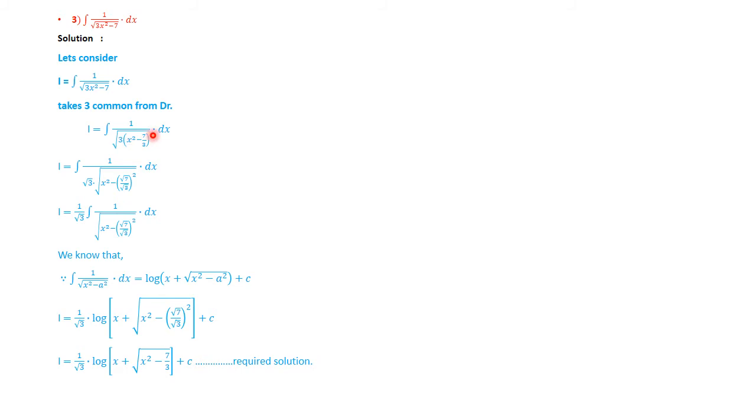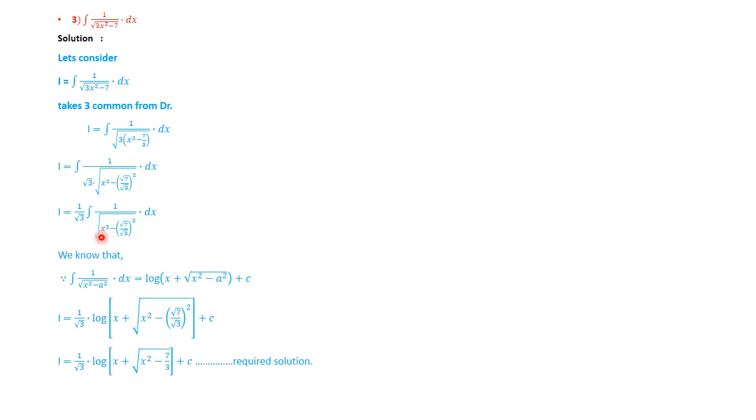Taking 3 common, x square inside the bracket minus 7 by 3 here. Dividing the terms by 3, so 3 by 3 gets cancelled, 1, and 7 by 3 here. Now 3 is a constant and taking it with the square root outside. Therefore, square root 3 times 1 by under root x square minus this term, which can be written in root form, root 7 by root 3 bracket square. Now 1 by root 3 is a constant taken outside the integral, isn't it?